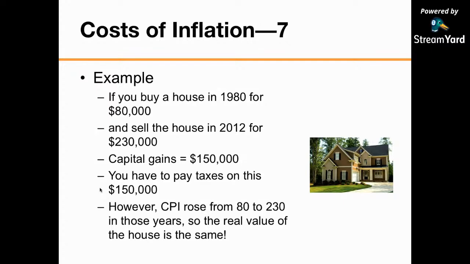So the amount of the tax is going to be determined by inflation and not really by tax laws. If there was no inflation, you actually wouldn't have owed any tax. So that's an example of how increases in inflation can cause these distortions in taxes, and you're paying a tax on a $150,000 capital gain, when in reality, the value of your home hasn't changed at all.